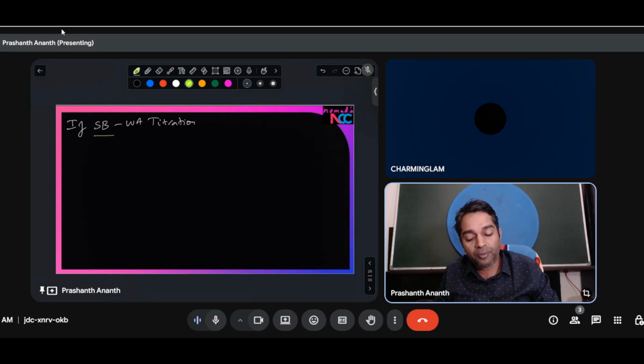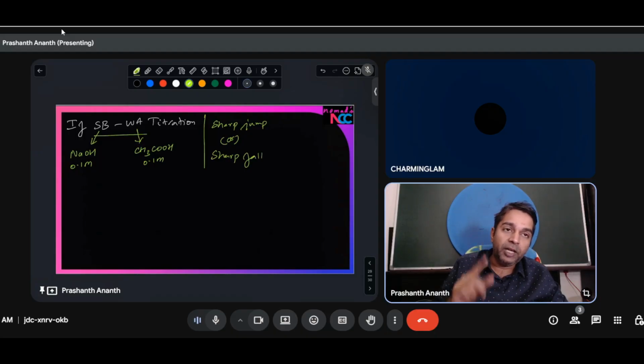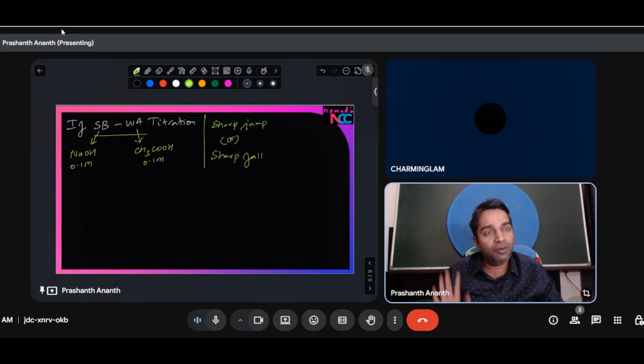Now we'll look at the strong base weak acid titration. In this particular case, let's take the examples here. Strong base, I'm going to be considering it typically as NaOH over here. Weak acid, I'm going to be considering it as CH3COOH 0.1 molar, and NaOH is also going to be 0.1 molar. In this particular case, what is going to be happening? Sharp jump or sharp fall. Jump is going to be from lower pH to higher pH. That means if I'm adding NaOH, there will be a jump. If I'm adding CH3COOH, I'll have a fall.